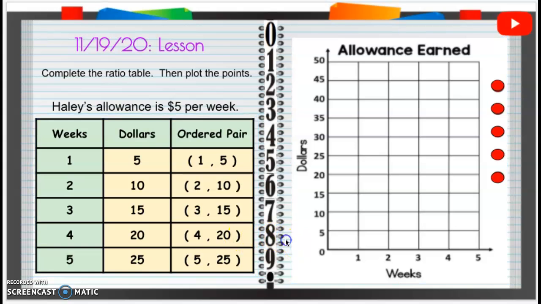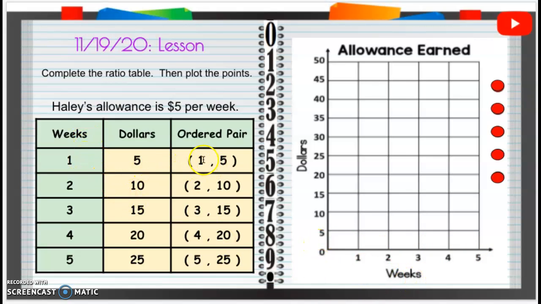Now, we need to take this ordered pair. We're going to plot the points. So we're going to go over 1, up 5. So our ordered pair goes X and then Y. X comes before Y in the alphabet. So our X-axis is the first axis. That's the bottom. So the number of weeks.